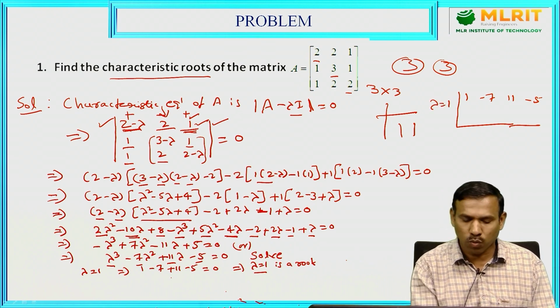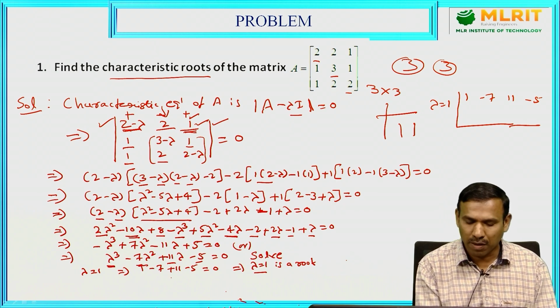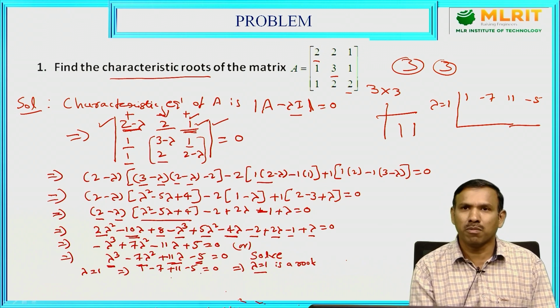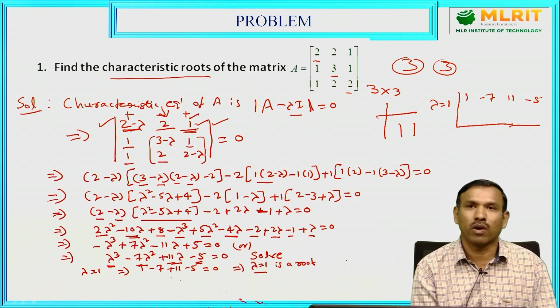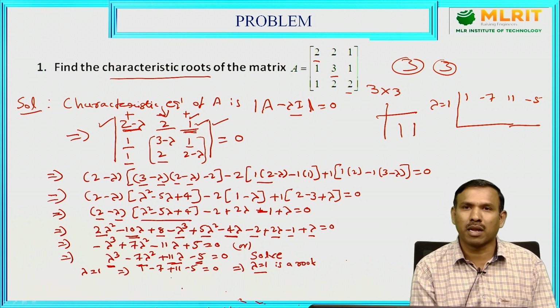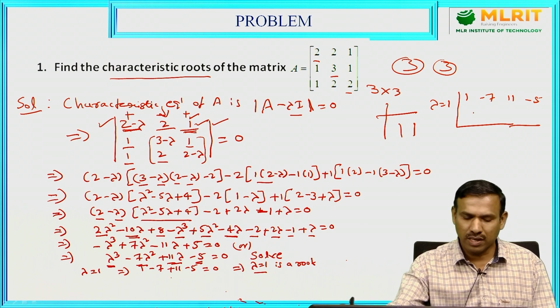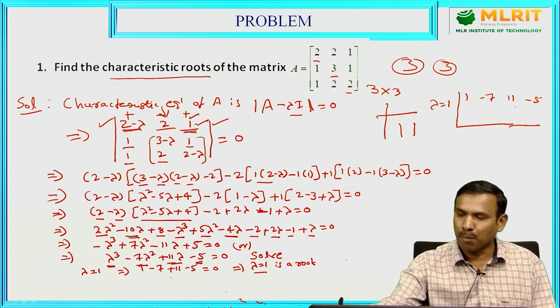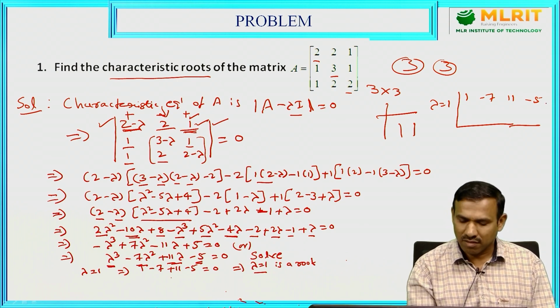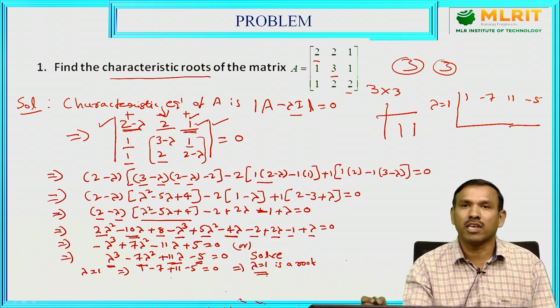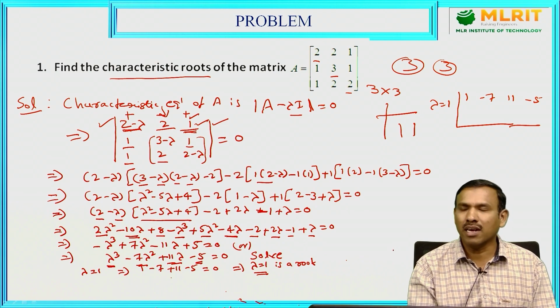First we need to write the coefficients: lambda cube coefficient, lambda square coefficient, lambda coefficient and constant. Suppose any term is missing, we have to put 0. Suppose lambda square is not there, you have to write 0. Lambda term is not there, you have to write 0. But since here all terms are there, I have written the coefficients. Since we got one root with the trial method, with that factor we need to divide. This is called synthetic division method.